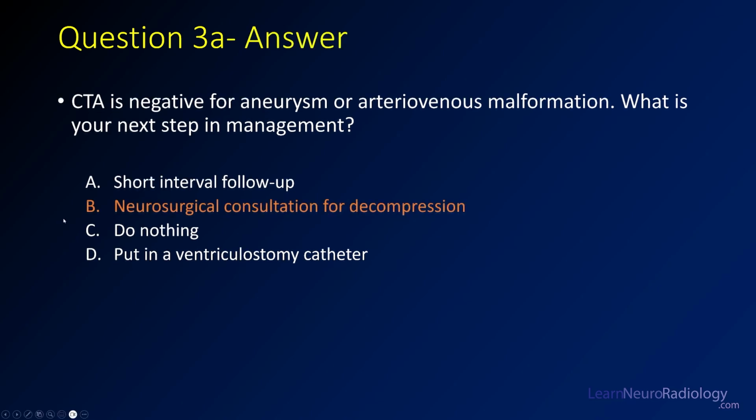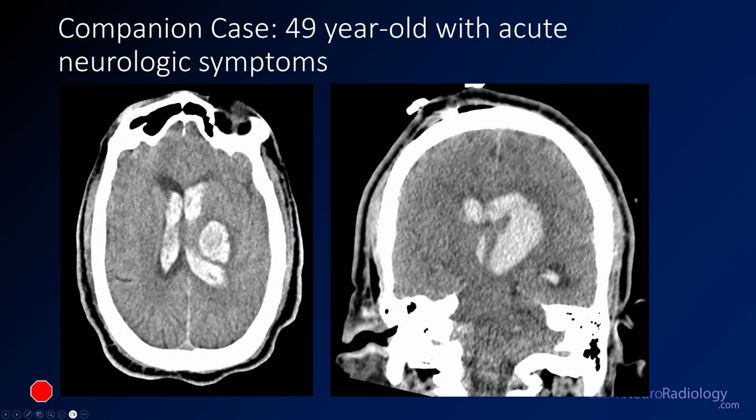Okay, so the first thing you want to do in a case like this is call neurosurgery, because this is a surgical emergency. They need to decide whether they want to decompress this to decrease the amount of mass effect there is so that the person doesn't get complications of herniation, because this can proceed pretty rapidly to death without an intervention. This is a companion case here.